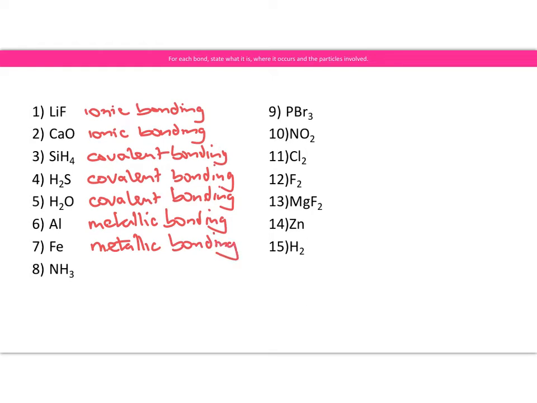Then we have ammonia. NH3 is the formula for ammonia. So we have nitrogen, which is a non-metal, hydrogen, which is a non-metal. So we have covalent bonding. Then we've got phosphorus tribromide. Phosphorus is a non-metal, bromine is a non-metal, so that has covalent bonding. Then nitrogen dioxide. Nitrogen is a non-metal, oxygen is a non-metal, so we again have covalent bonding.